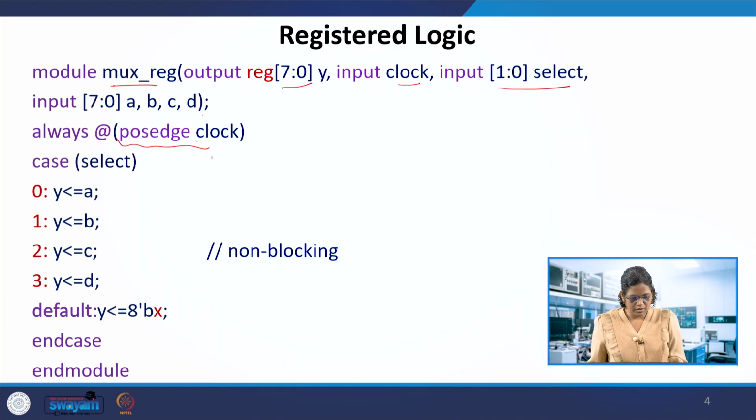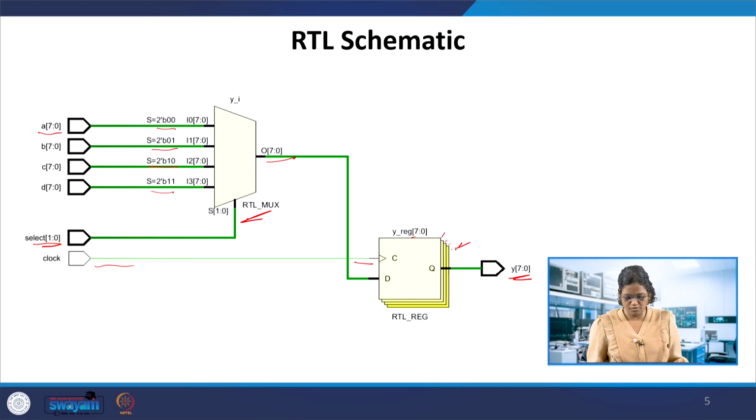So, this flip flop will be registered. This is helping in registering the variable y, the inputs A, B, C, D, which can be seen here as a flip flop. Otherwise, this combinational circuit alone would have the synthesizer give only the mux. This is possible only because we have the always block at the passage of the clock.